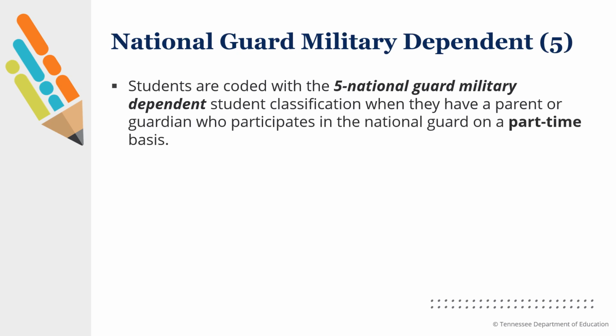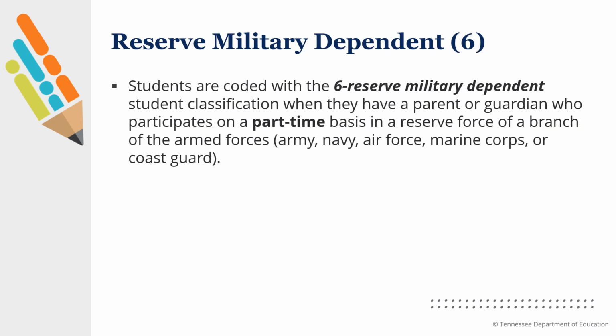Students are coded with the 5 National Guard military dependent student classification when they have a parent or guardian who participates in the National Guard on a part-time basis. Likewise, students are coded with the 6 Reserve military dependent student classification when they have a parent or guardian who participates in the reserves on a part-time basis. And again, by reserves, I mean reserves of any of the branches of the armed services that we discussed earlier: Army, Navy, Air Force, Marine Corps, or Coast Guard.